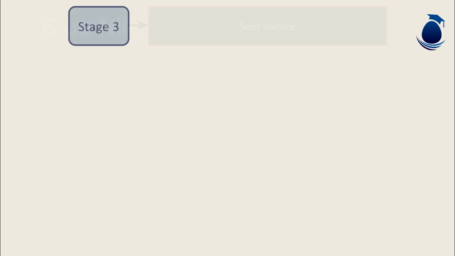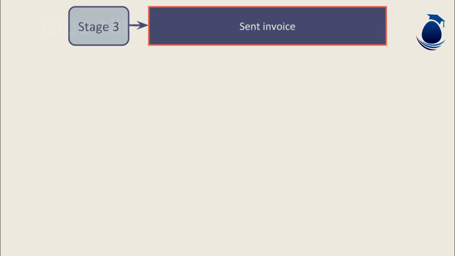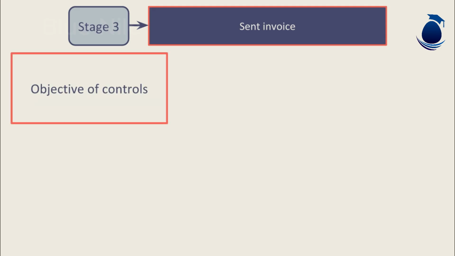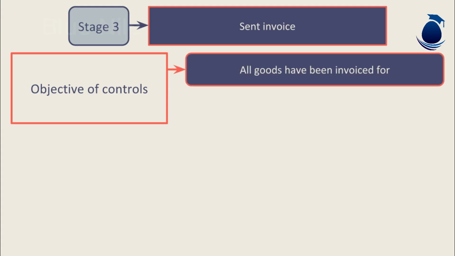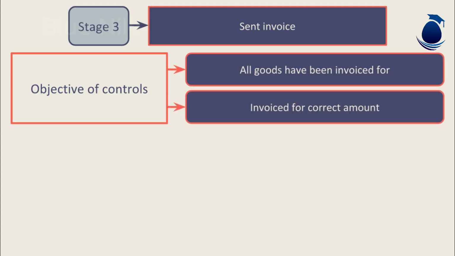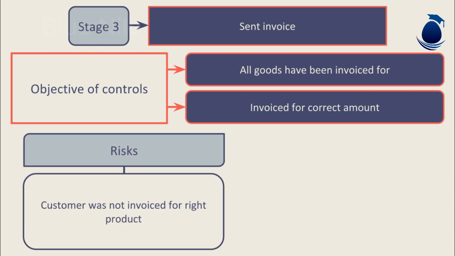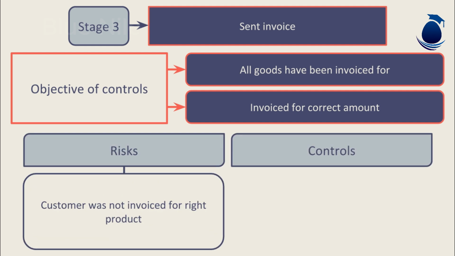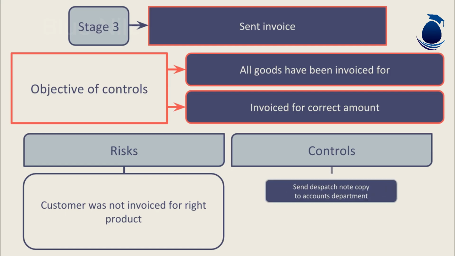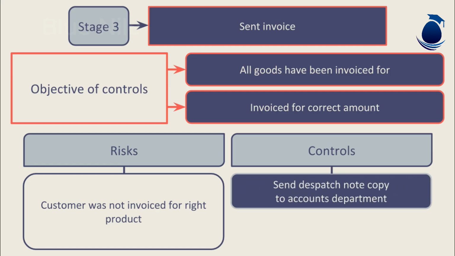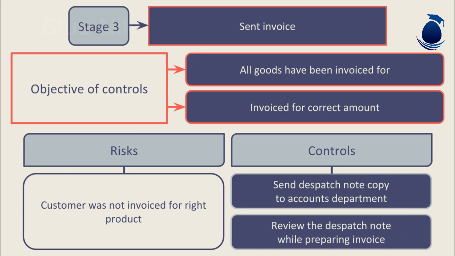Stage 3, when the invoice is prepared and sent, would occur in the accounts department. The objective would be all goods have been invoiced for and all are invoiced with the correct amounts. An example of a risk is a customer was not invoiced with the right product. And controls put in place could be a copy of each dispatch note is sent to the accounts department, sequentially numbered. The accounts team should review the dispatch note when preparing the invoice.